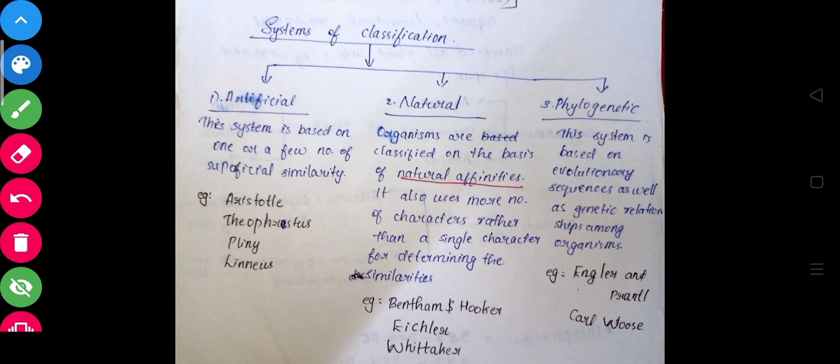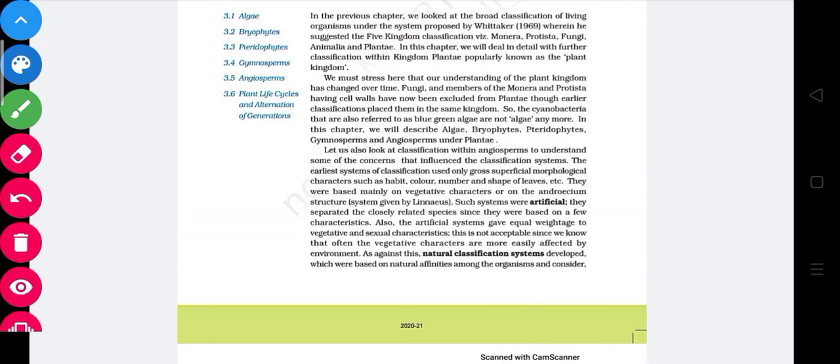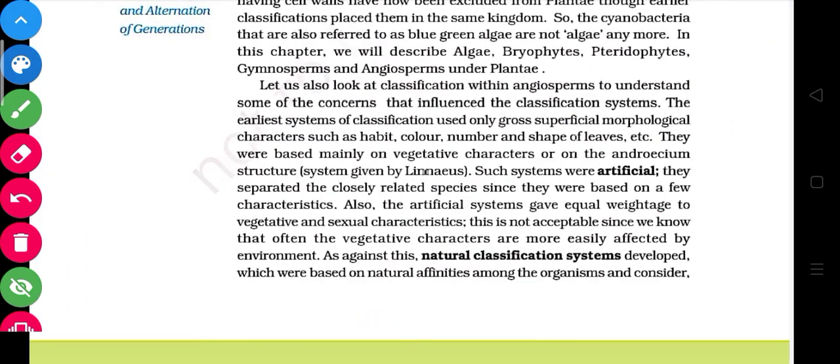Now we can read the NCERT textbook. Okay, the third paragraph. Let us also look at classification within angiosperms to understand some of the concerns that influence the classification systems. The earliest systems of classification used only gross superficial morphological characters such as habit, color, number and shape of leaves, etc. They were based mainly on vegetative characters or on androecium structures.